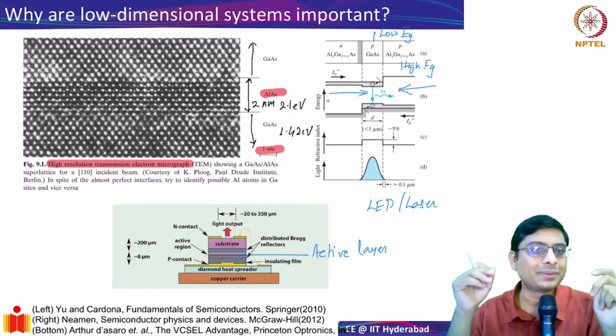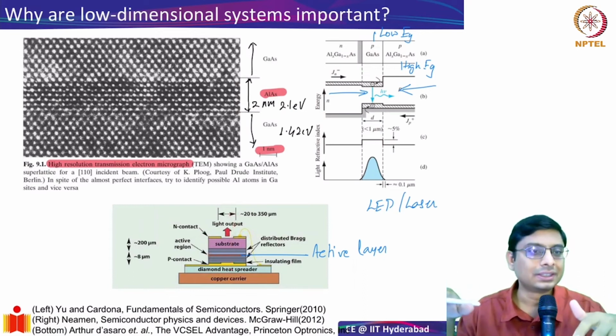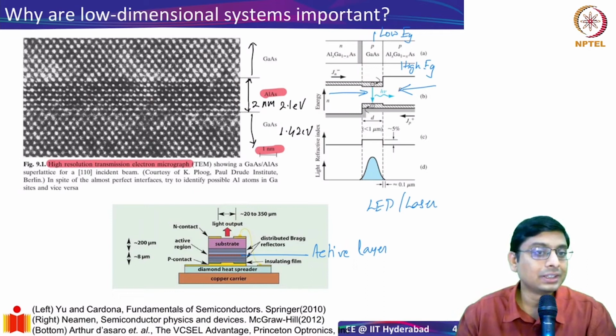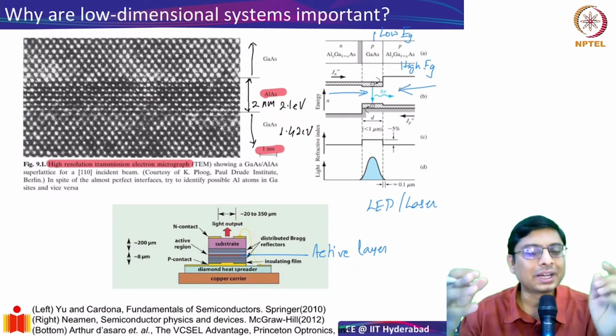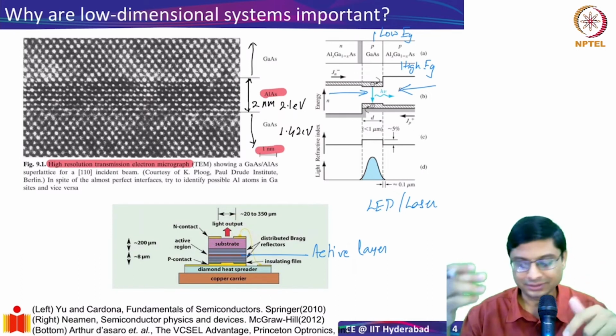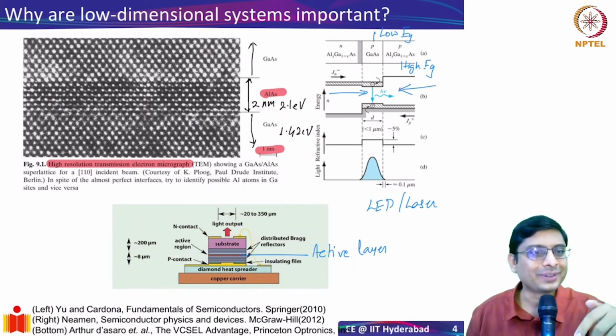So this sort of low dimensional system is very important for lighting applications and lasers. Lasers are essential for all communications. For example, if you don't have a proper laser at 1.5 microns, you don't have any of this internet, because all the long distance communication happens through fiber, and central to that is a laser. To understand lasers, we have to understand the low dimensional properties.